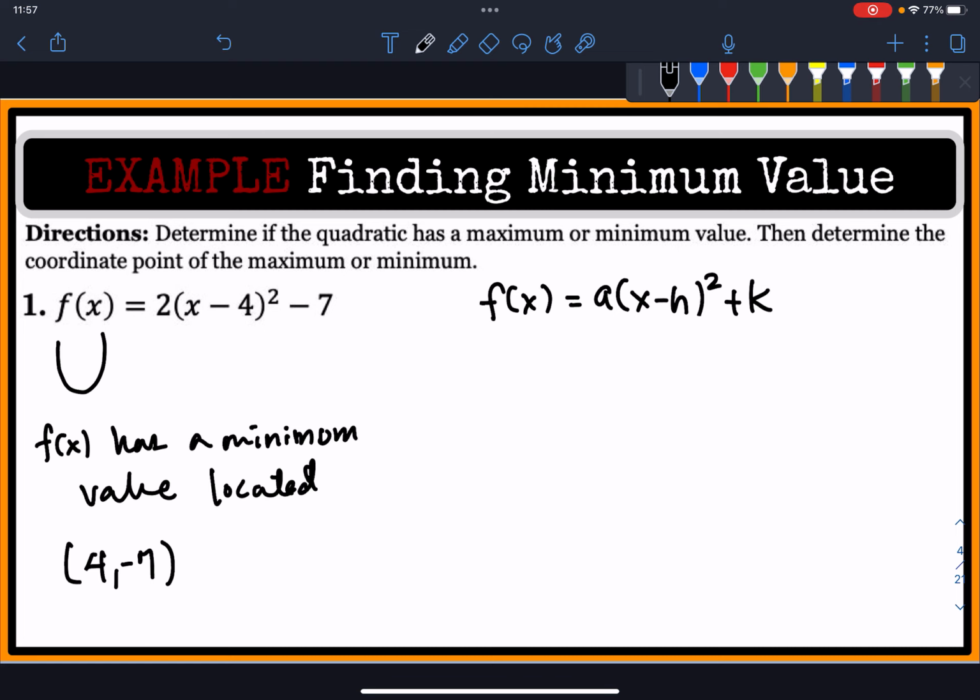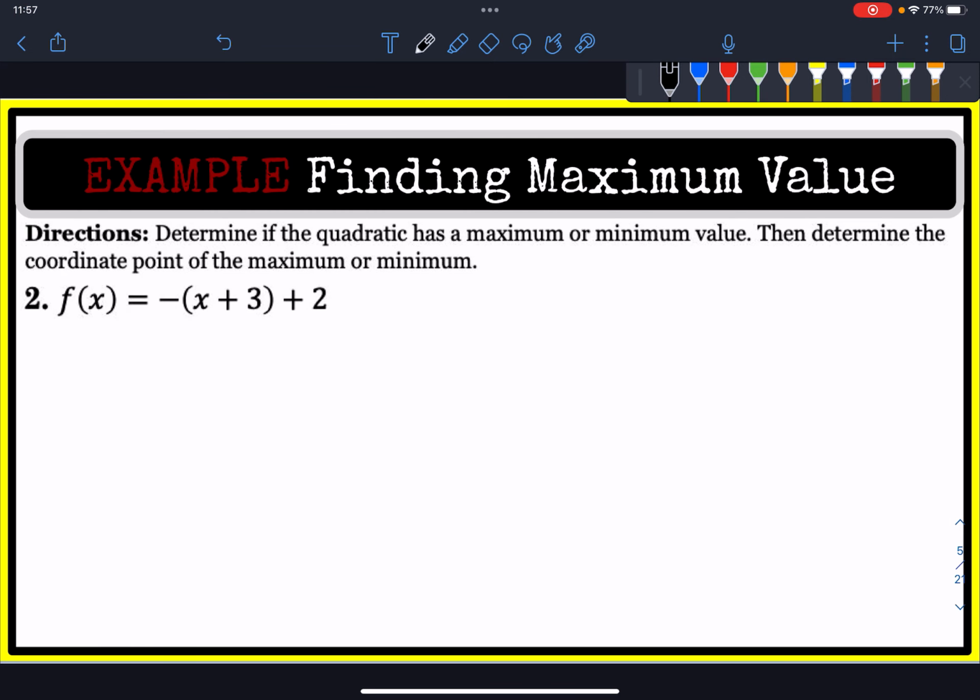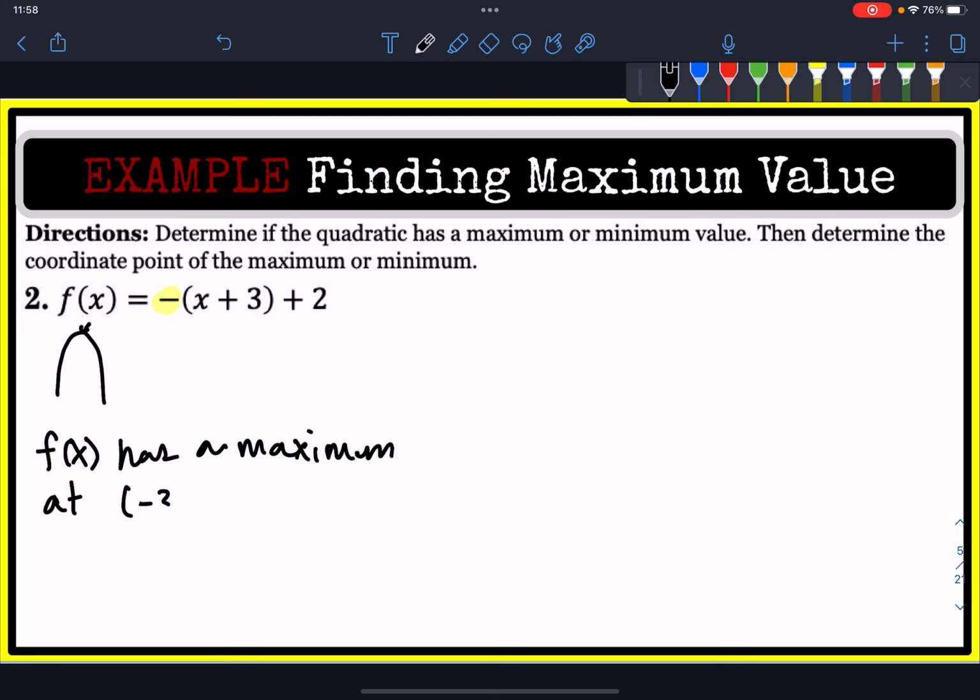Let's look at a second example. On this example right here, since this is also in vertex form, and our value of a is negative 1 specifically, that means that our parabola is going to open downwards. So our vertex is going to be up here, the highest point. So this function has a maximum value at the coordinate of negative 3, positive 2. So there you have it.